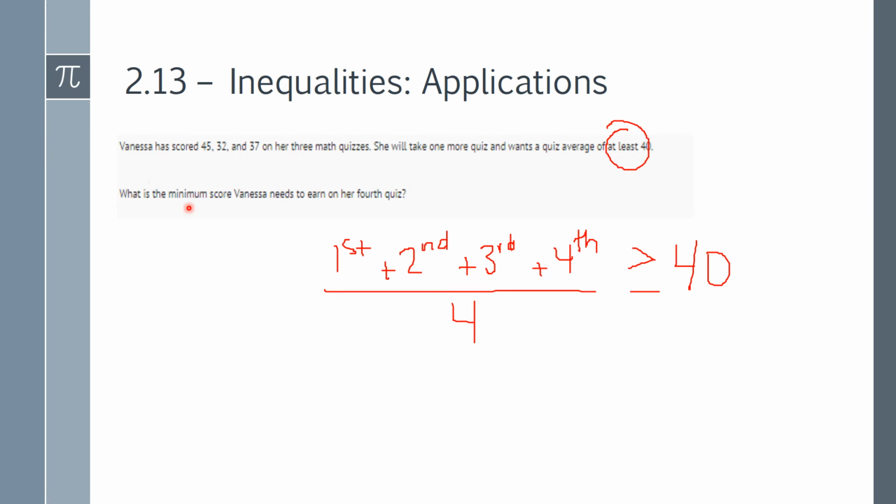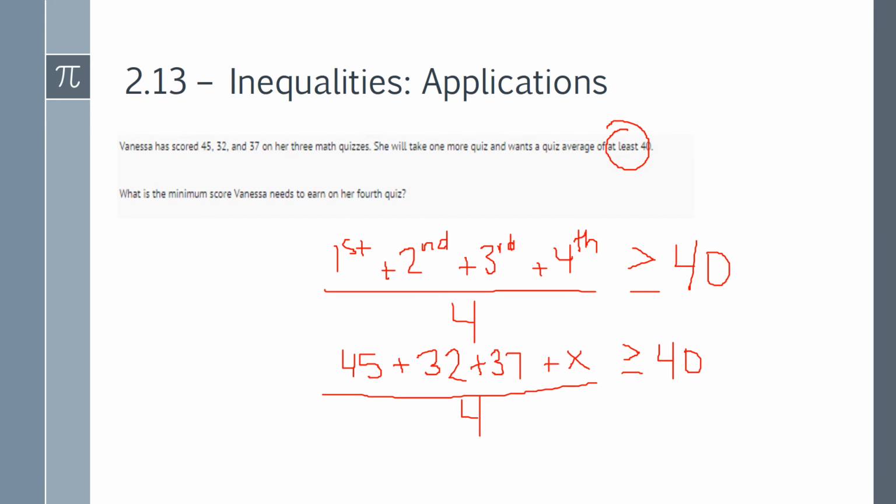All right, so now what we're going to do is we know 3 of those numbers. So we're going to put those in their places. The first one is 45, plus the second one is 32, plus the third one is 37, plus she doesn't know her last quiz score. We're going to call that x. Divided by 4 is greater than or equal to 40.